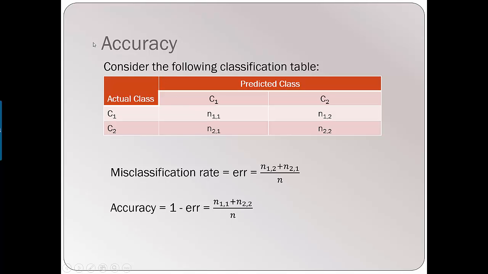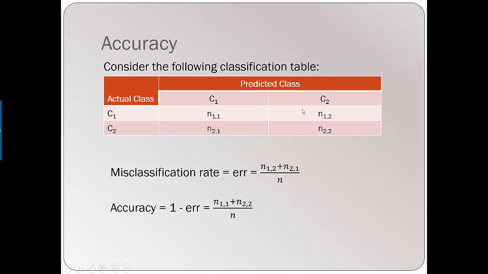Okay, let's first take accuracy. Here is our classification confusion matrix: actual class C1 and C2, predicted class C1 and C2. The misclassification rate here is the off diagonal. Actual is C1, but we predict them as C sub 2, and actual is C sub 2, but we predict them as C sub 1.